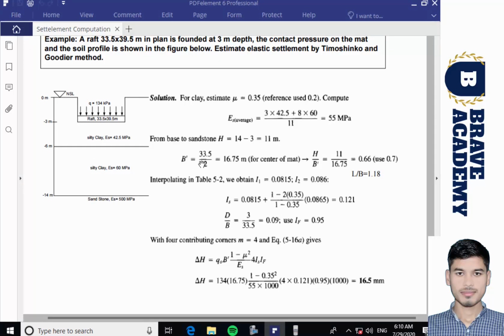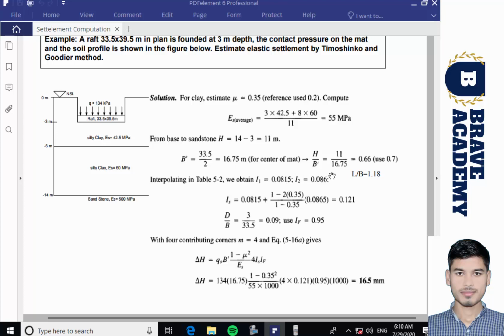The B prime will be equal to B by 2 as we are calculating the settlement value at the center. But if we are calculating the settlement at the corner, then B prime will be equal to B. Calculate the H by B prime, that will give you 0.66. Use it as 0.7. Also calculate the L by B, that will give you 1.18. Use it as 1.2. Now we are going to calculate the factors I1 and I2 from the tables.